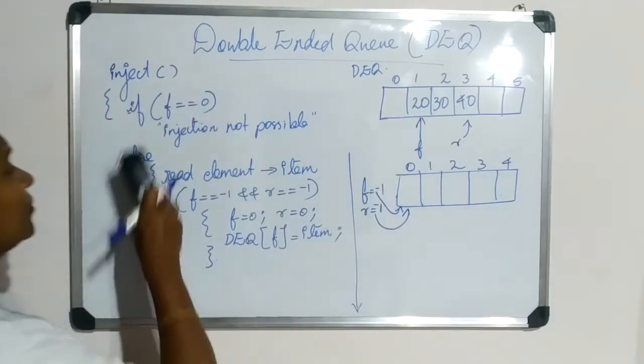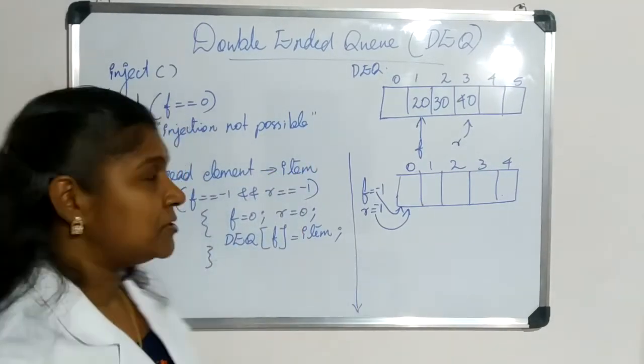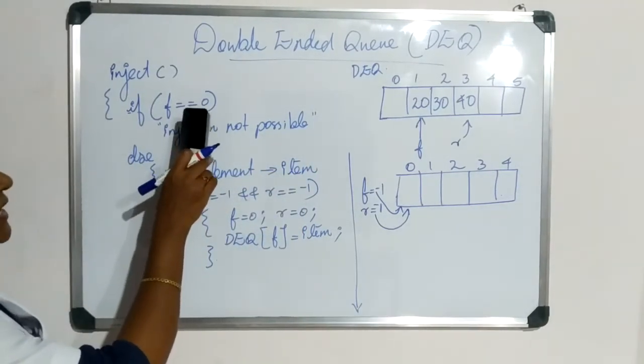So coming to our code, first we are checking the inject not possible condition. The condition for that is F is equal to 0.